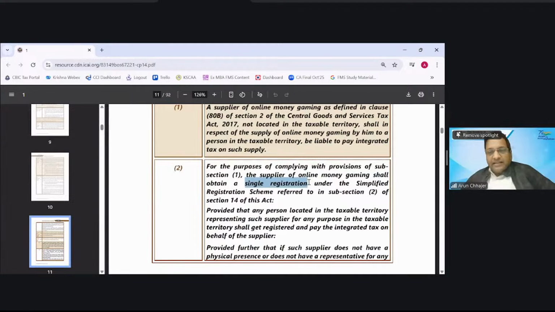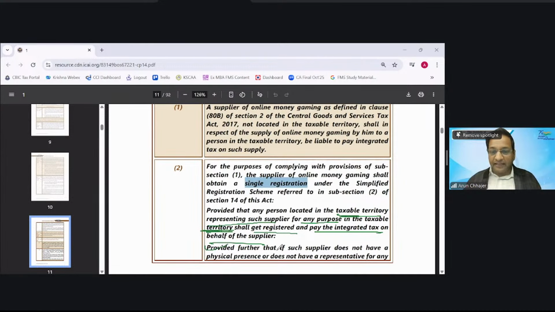So same like online information database access retrieval services, OIDAR, are also obtaining the simplified registration. They are also obtaining the single registration in India. Similar provision has been extended to the online money gaming. They are being provided that any person located in the taxable territory representing that supplier for any purpose in the taxable territory shall get registered and pay the IGST on behalf of the supplier.